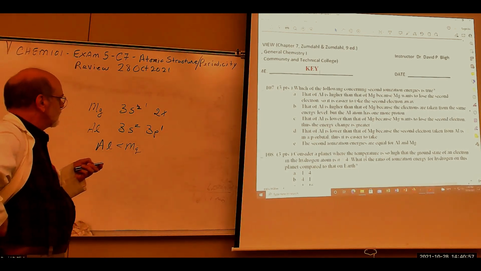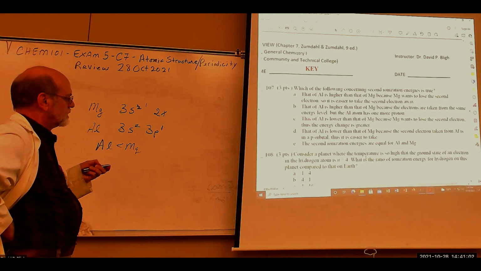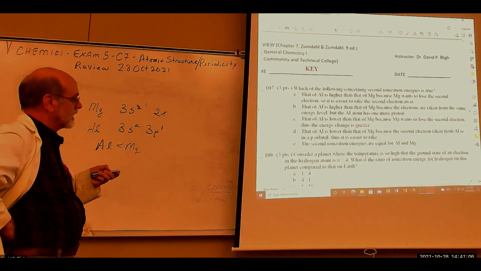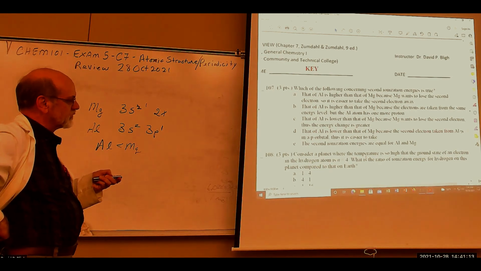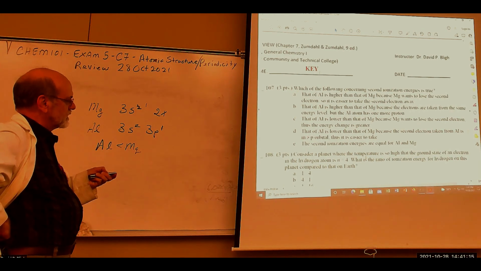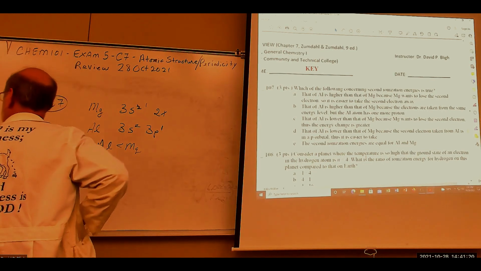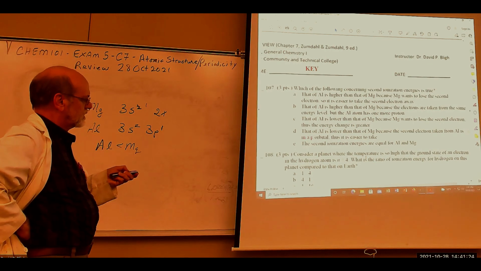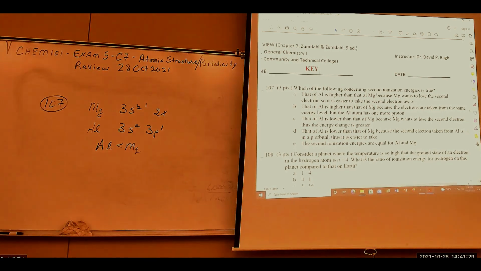Aluminum is higher than magnesium. No. Aluminum is lower than that of magnesium because magnesium wants to lose the second electron, thus the interchange is greater. Aluminum is lower than magnesium because the second electron taken from aluminum is in a p orbital. No, the second electron is not in a p orbital. So it would have to be C. Right?